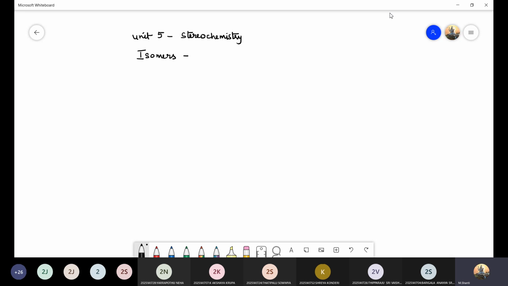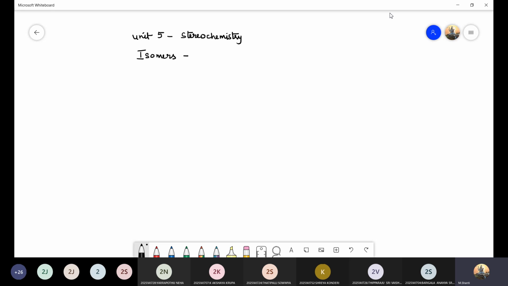anti-Markovnikov's addition. Then you have the detailed mechanism of the reactions. So in the exam also you are supposed to mention the detailed mechanism, not just writing only one equation. Then elimination reactions, then oxidation reactions, addition of Grignard reagent to the carbonyl compounds. Then finally synthesis of drug molecules, like aspirin and paracetamol, how these are synthesized. That mechanism also we have to learn.